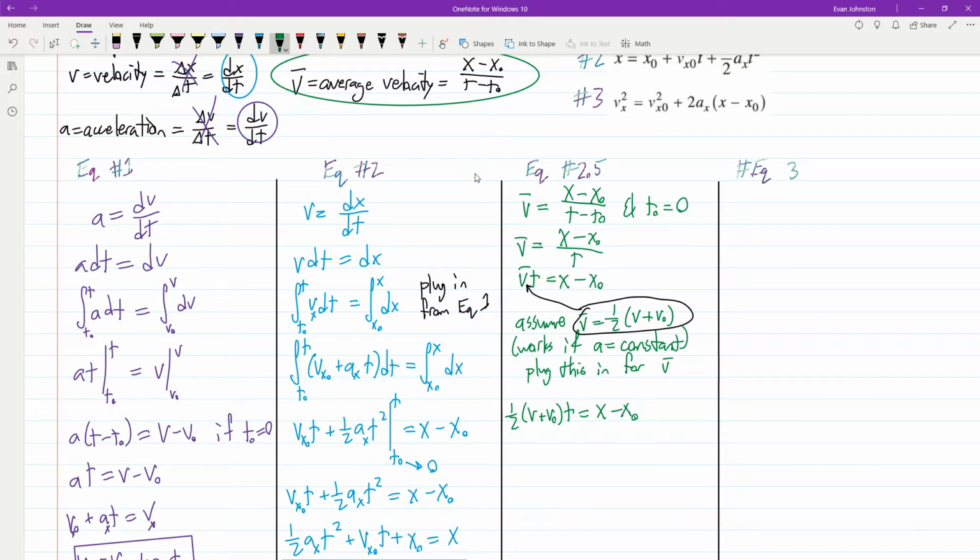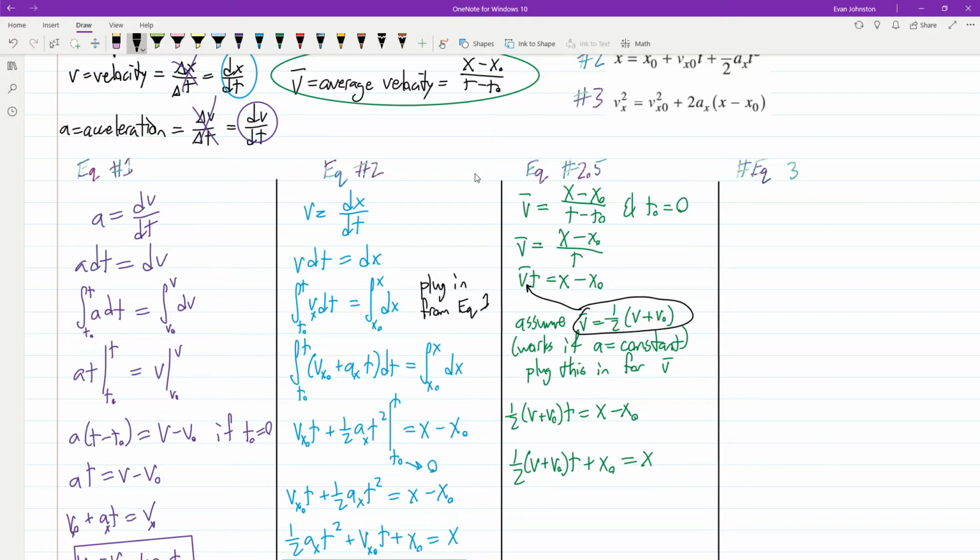So I'm going to clean this up and write it one more time. I'm going to take this initial displacement and add it to this side. So now I'll have 1/2 our final velocity plus our initial velocity times t plus our initial displacement is equal to our final displacement. Now, I'm going to make a note here.